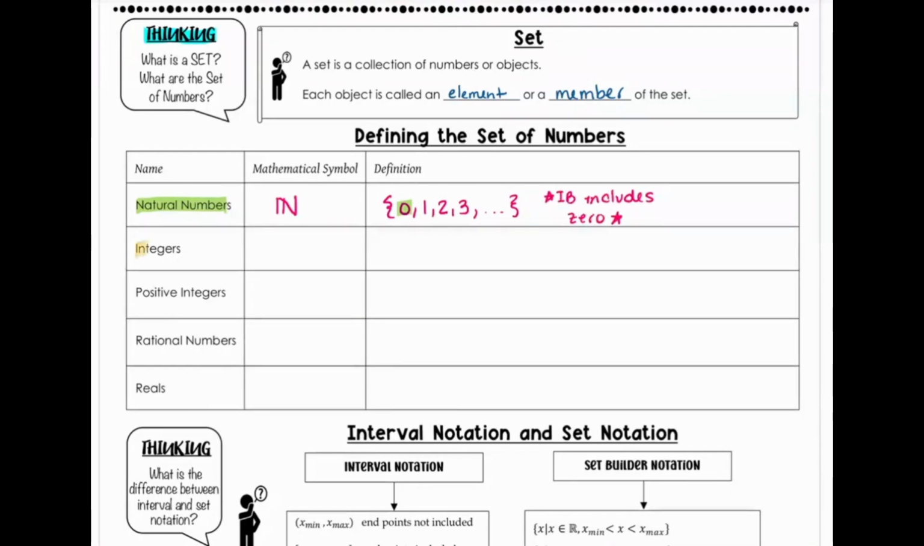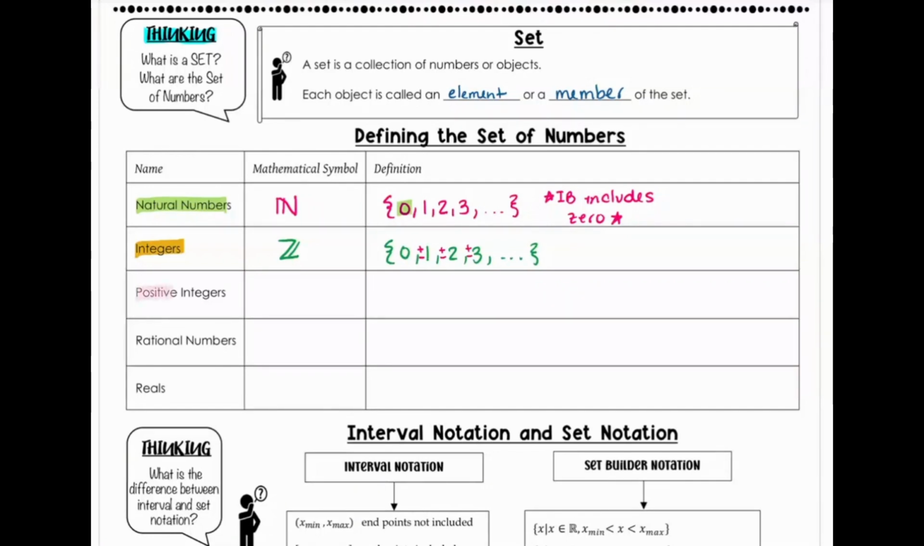Then we have the integers. The integers' mathematical symbol is a Z with an extra line. As we know, the integers start off with the natural numbers, but we include both positive and negative. So every single number has a positive and a negative value.